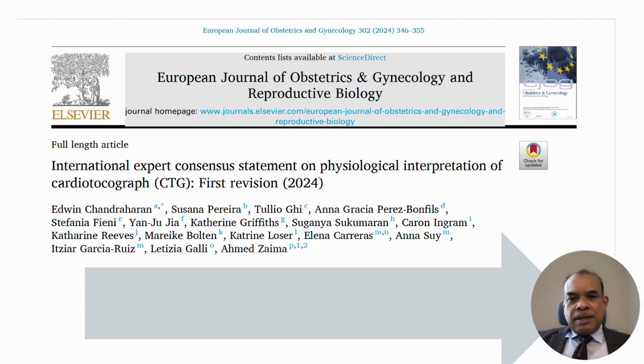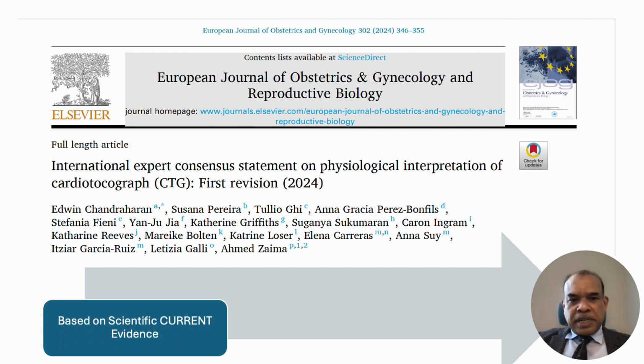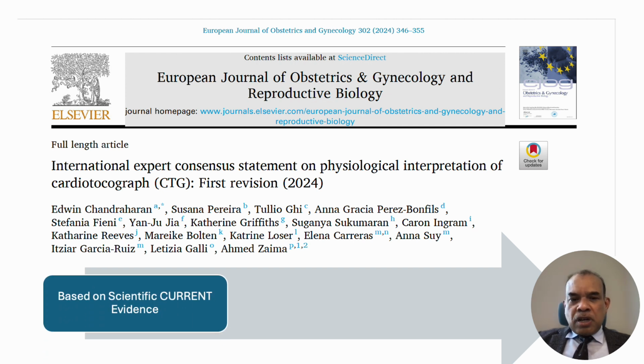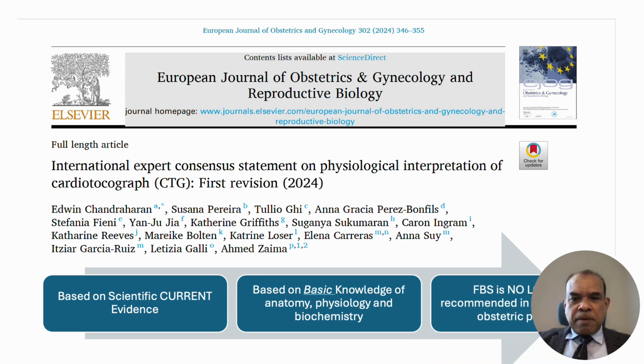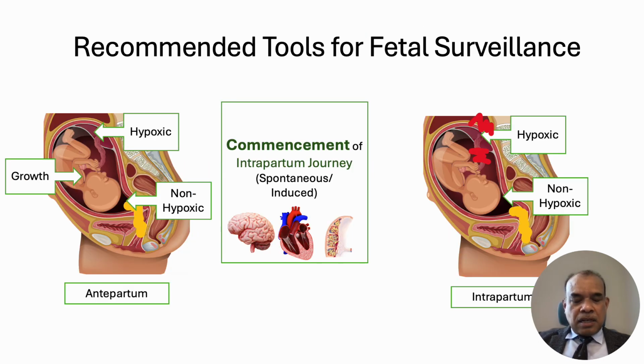So that's why the international expert consensus guidelines on physiological interpretation of CTG, based on current scientific evidence, based on basic knowledge of anatomy, physiology, and biochemistry, have actively recommended that fetal blood sampling has no role in contemporary obstetric practice. I hope that this illogical, historical, nonsensical practice is stopped to save both women and babies.